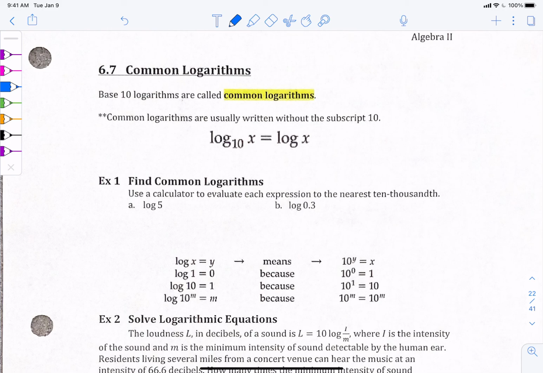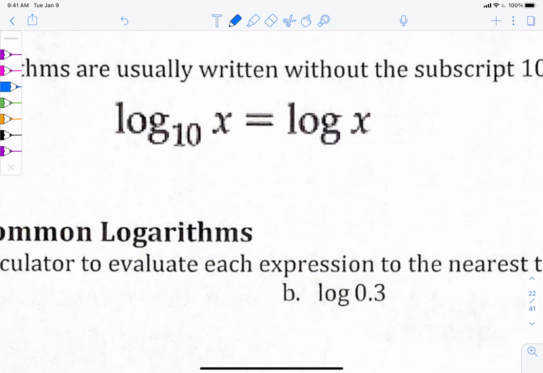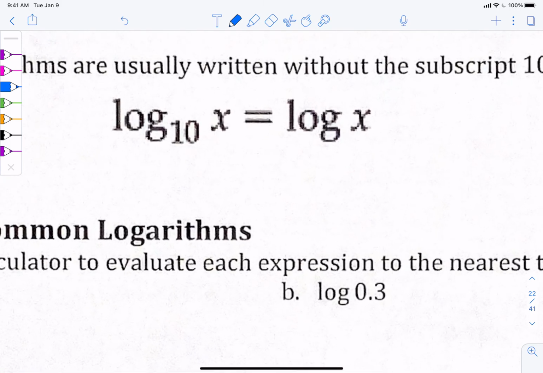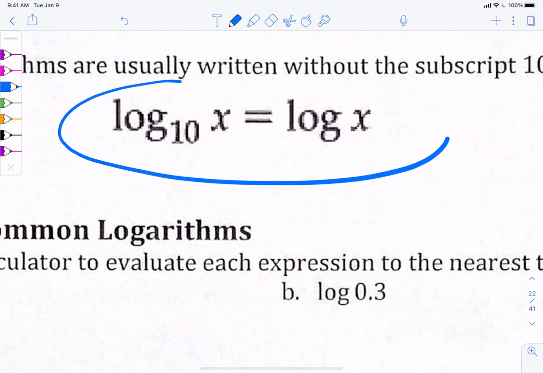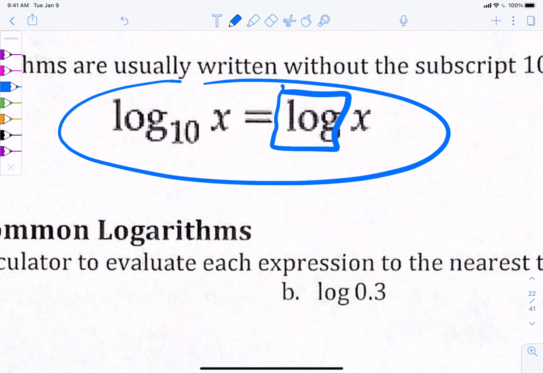Common logs. You need a calculator for this section. And here is the first thing that you need to focus your attention on. Log base 10 of x and log x on your calculator. You have a button that just looks like this, log. That's all it says.